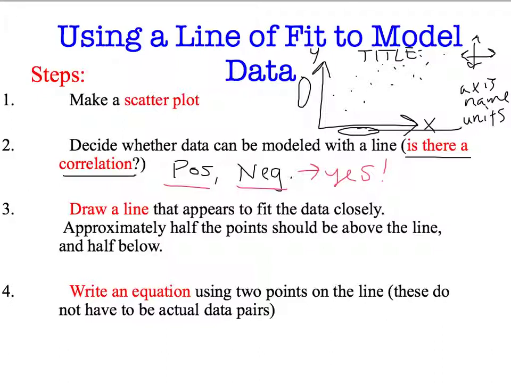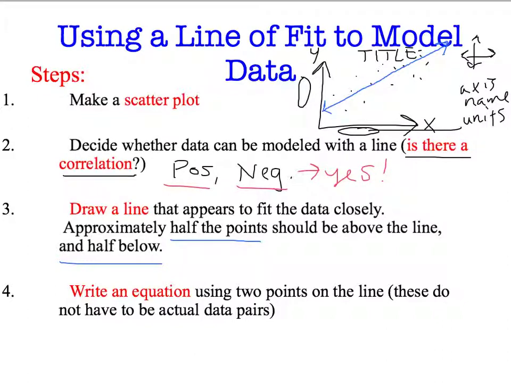Step number 3 says to draw a line that appears to fit the data closely. Approximately half the points should be above the line and half below. So with our example up here in the top right, we're going to go ahead and draw something that's going to look like a line of best fit. It's going to go approximately through half the data. And we can even go through and actually count the points and see if that's correct.